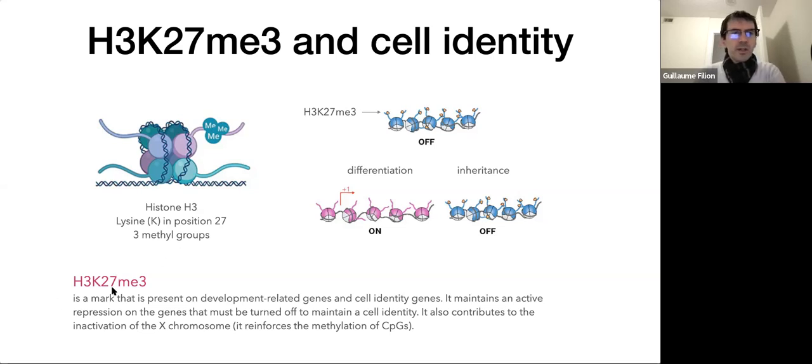So H3K27Me3 is a mark that is present on development-related genes and cell identity genes, right? So it's not like H3K9 trimethylation that will go into very large domains like centromeres or very big heterochromatin domains. This one is more surgical, like tiny domains, and that usually coats a gene but doesn't really crawl much further than the gene. And it's not even the entire gene. Very often it's just the promoter of the gene. So this mark is much more sprinkled over the genome than H3K9 trimethylation, which is smeared.